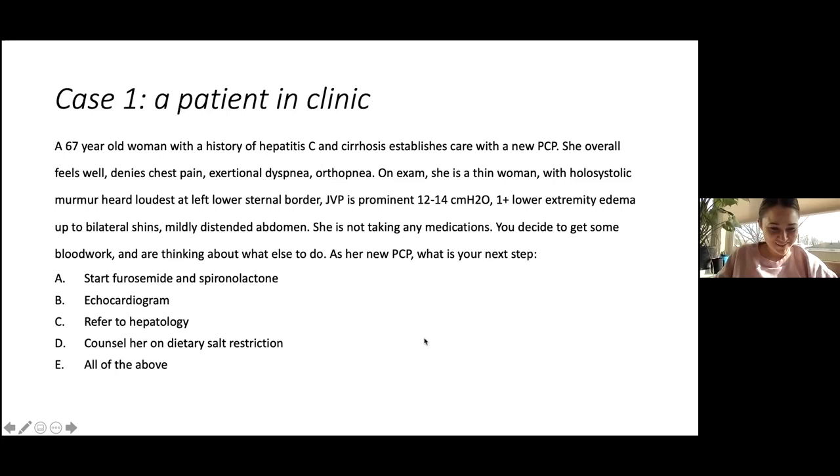Treated hepatitis C virus, Ryan's asking. She has not been treated, but she's cleared her viral load.